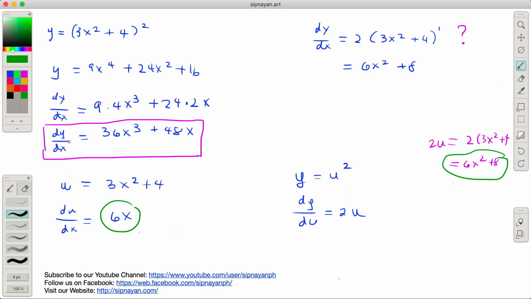Okay, so the correct answer is the product of du dx and dy du. So that is our main formula for the chain rule. One of the formulas. Notation. So, dy dx is equal to dy du times du dx. Okay? So, what did we do?